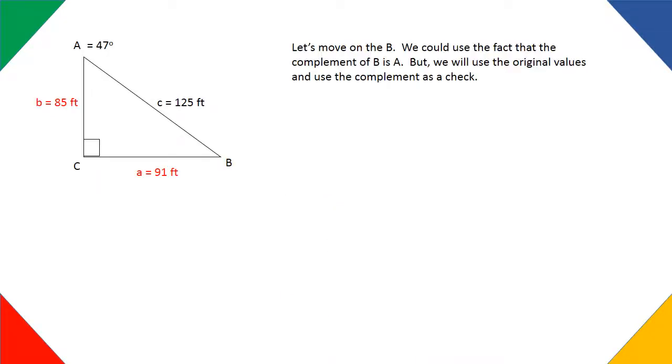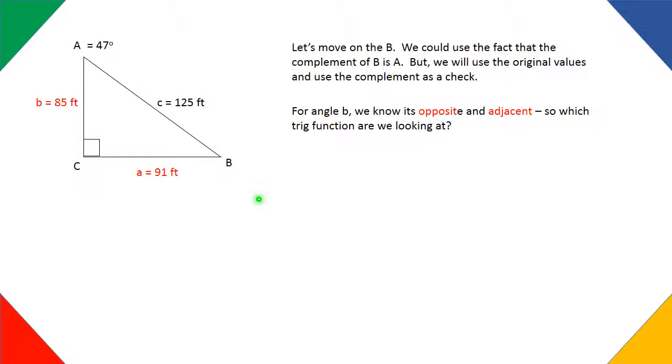Now we're going to look at B. Now I know that B is the complement to A, and I could just find it that way. But I'm going to use my original information and use that fact as part of my check. So for B, I know its opposite and its adjacent, so we're going to use tangent again.